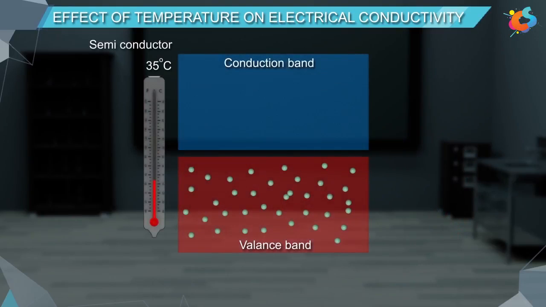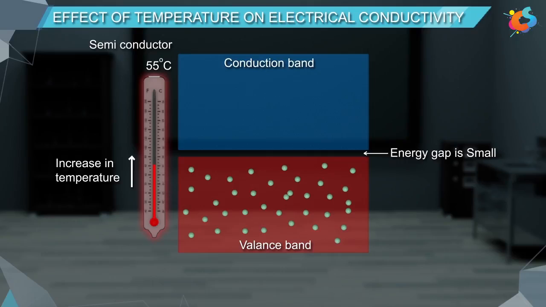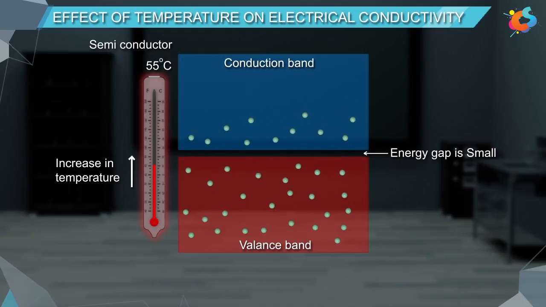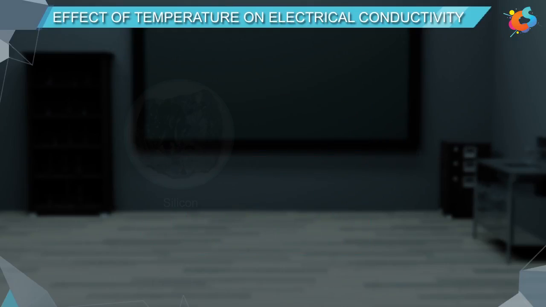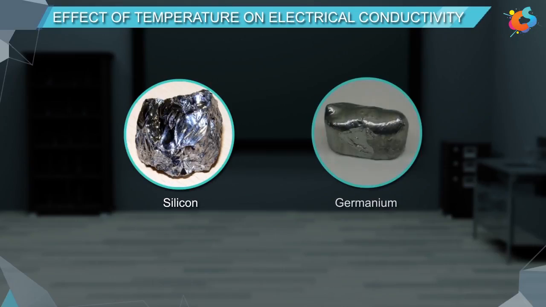In semiconductors, the energy gap is very small. With a slight increase in temperature or on the application of a small voltage, some of the electrons from the valence band jump to the conduction band and show low conductivity. Substances exhibiting this type of behavior are known as intrinsic semiconductors. Examples: silicon, germanium, etc.